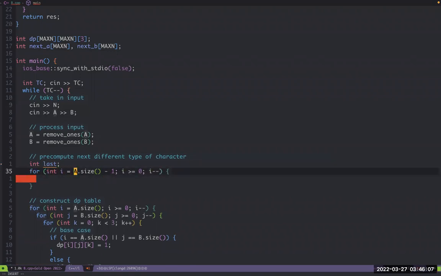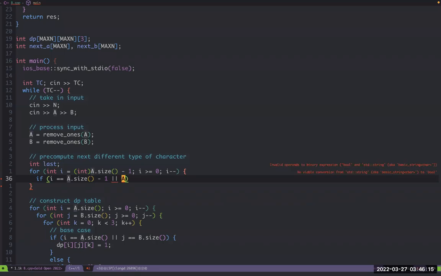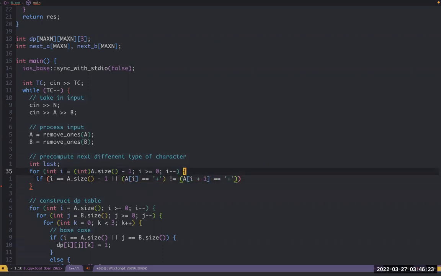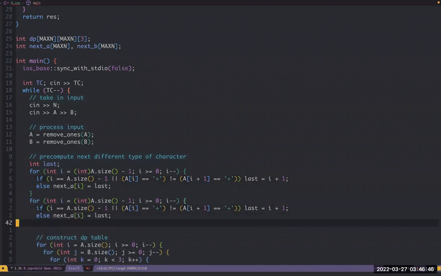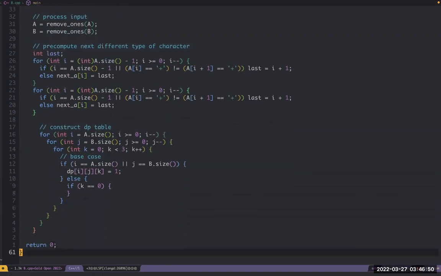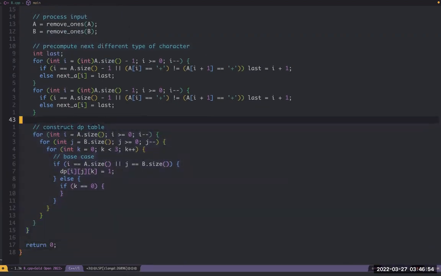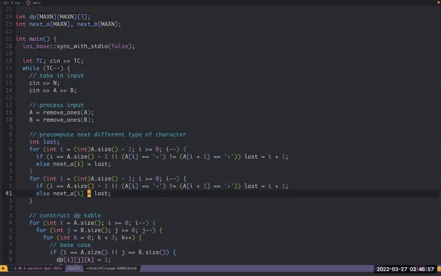We'll do it first. So if i equals a.size minus 1, or a[i] equals plus is not equal to a[i+1] equals plus. So if it's a plus on only one of them, then i plus 1, else next a. Like that. We can copy this. Better. Okay. And then we want to change this to B, B, B.